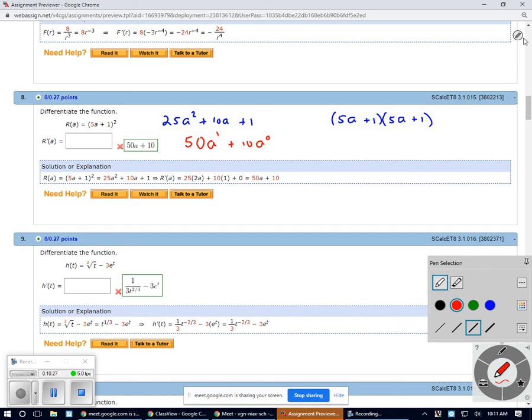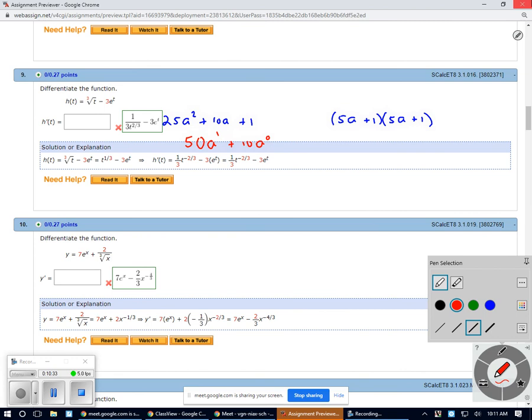Now, I hate that number 9 didn't have a Watch It on it. I'm sorry about that. I tried to find one like it that did, and I couldn't. So I apologize for that. I try to make all of mine have a Watch It if I can. But the trick here is do a little algebra and realize that that says t to the 1/3 power minus 3e to the t.